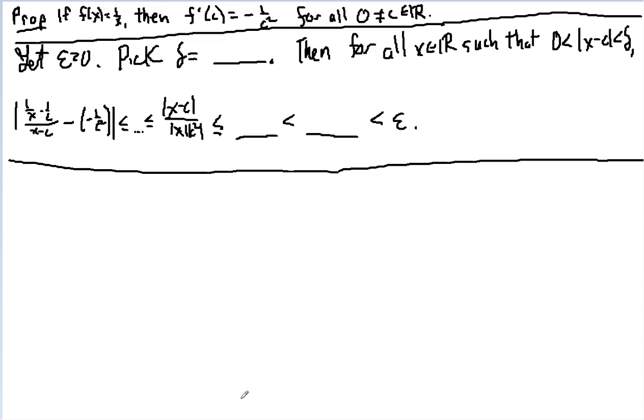This is a screencast about a trickiness that came up in class. If f of x equals 1 over x, we're supposed to prove that f prime of c equals negative 1 over c squared for all non-zero c. And we worked out the proof, and the easy part was: let epsilon be bigger than 0.